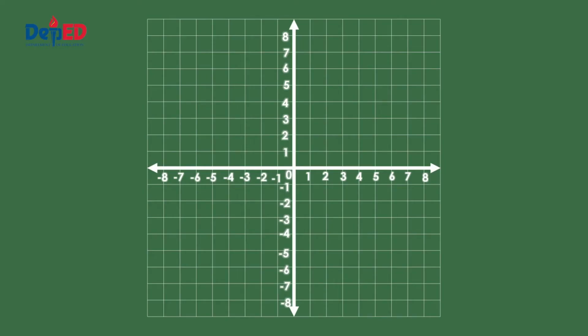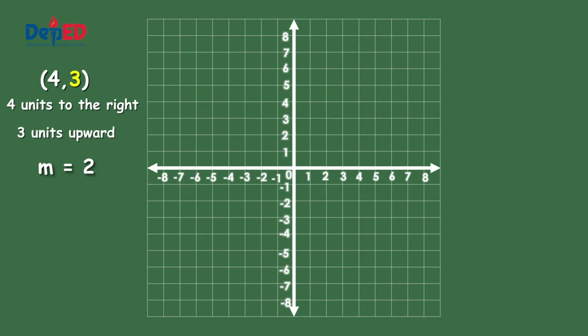Let's take some examples. Graph the linear equation with 1 point at 4, 3 and the slope of 2. We first plot the given point, 4, 3. Since we have an x-coordinate of positive 4 and the y-coordinate of positive 3, we locate the point 4 units to the right of the origin, then 3 units upward.